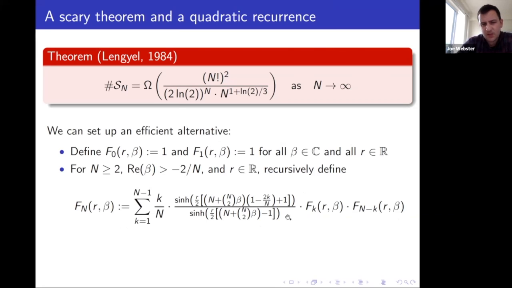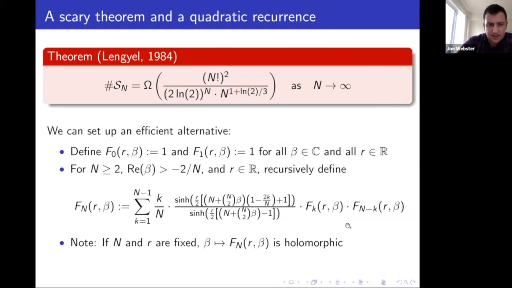Don't worry too much about what that looks like explicitly. The one thing that is important to note is that when r equals 0, we do have a removable singularity. You can use L'Hopital's rule to basically take r to 0, and you can get a value of fn of 0 comma beta by filling in that singularity. So you can assume that these functions are defined for all real r, including r equals 0.